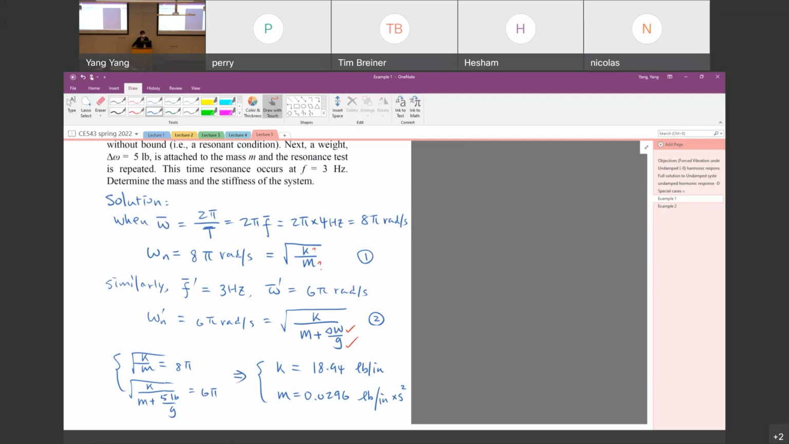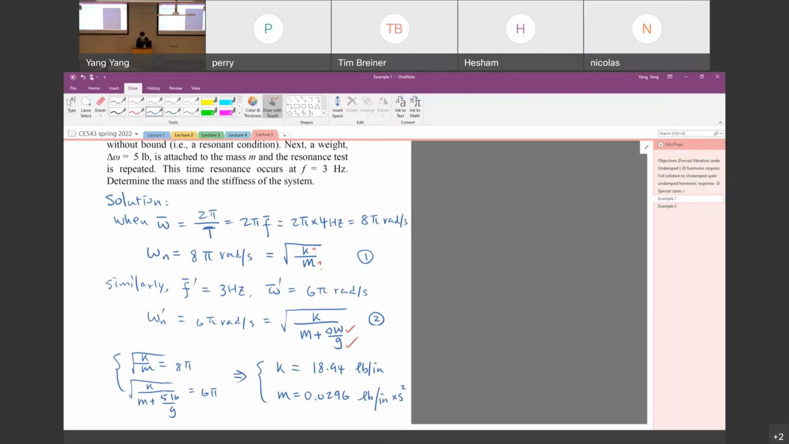So this is different from the static test. For a static test, if you would like to know the stiffness of the structure, you need to record the magnitude of the force as well as the magnitude of the deformation. And based on that, you can calculate this. For the dynamic test, we just record the frequency of the response there. So this is an example for an undamped system.